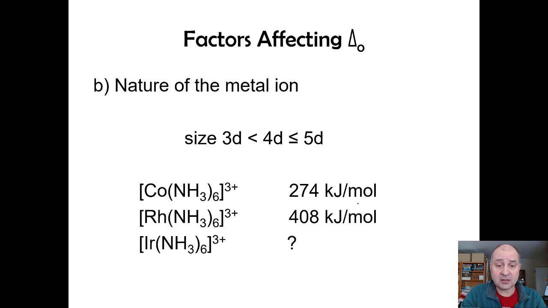The nature of the metal ion, okay? So 3d is smaller than 4d, which is smaller than or equal to 5d, okay? And that has to do with electron shells, right? You get softer and softer the more electron shells you have. So cobalt, rhodium, iridium, these are all in a row, we see an increase between 3d and 4d in general, right? So we have more electrons, which means the ligands can go in further, causing a larger gap.